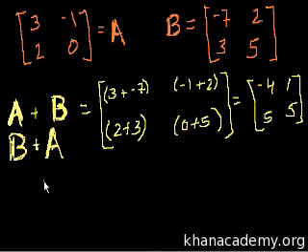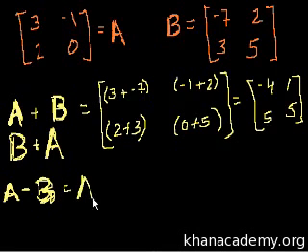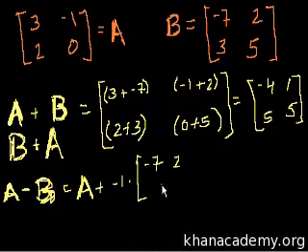Well, actually, let me show you. What would be A minus B? Well, you could also view, and this is capital B, it's a matrix. That's why I'm making it extra bold. Well, that's the same thing as A plus -1 times B. And what's B? Well, B is -7, 2, 3, 5.